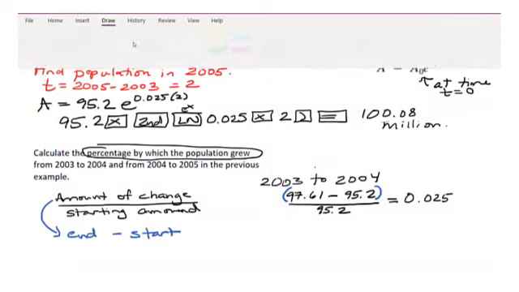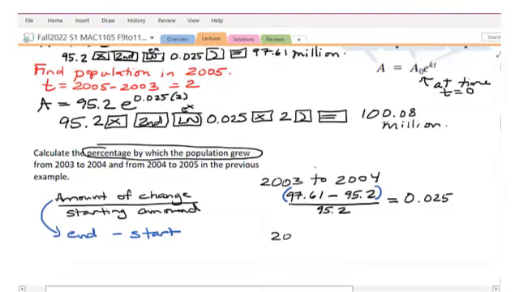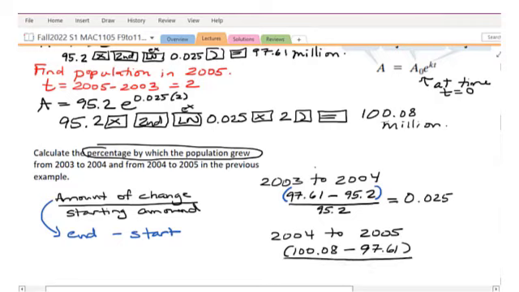So let's talk about from 2004 to 2005. So we found that in 2005, there was going to be 100.08 million, minus in 2004, it was 97.61 million. And we're dividing that by the starting amount, not in 2003, but I'm referring to in 2004, the starting amount of where the change we're interested in. So in 2004, that would have been 97.61. So let's do that operation and see what we get.